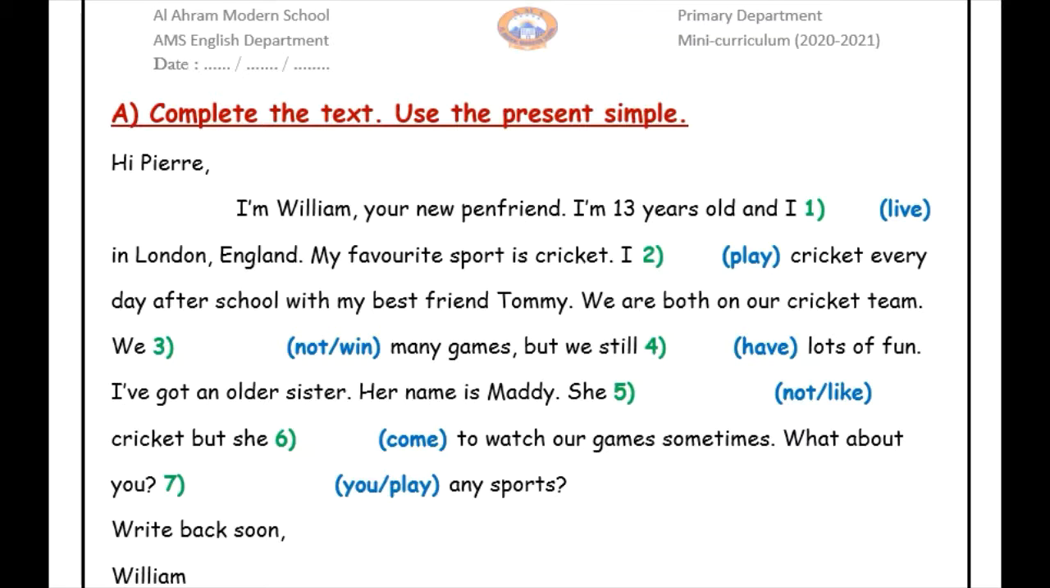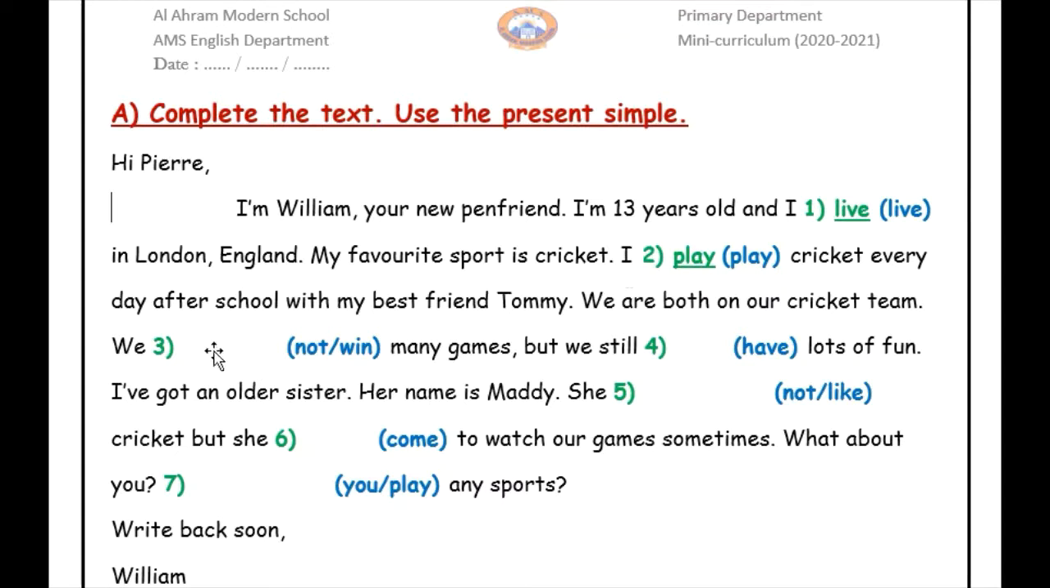Here we go. Hi Pierre, I'm William, your new pen friend. I'm 13 years old and I live in London, England. Excellent, live in London, England. My favorite sport is cricket. I play cricket every day after school with my best friend Tommy. Super, play cricket every day after school with my best friend Tommy. We are both on our cricket team.